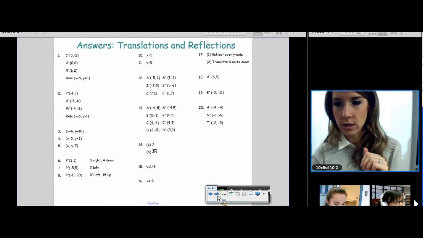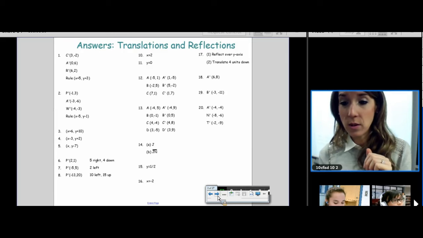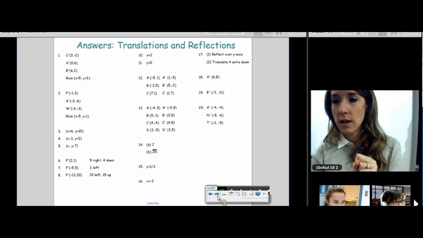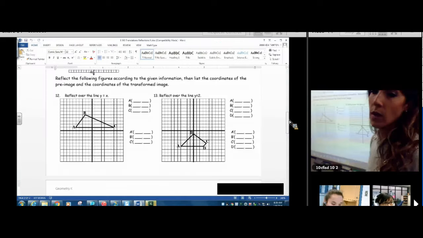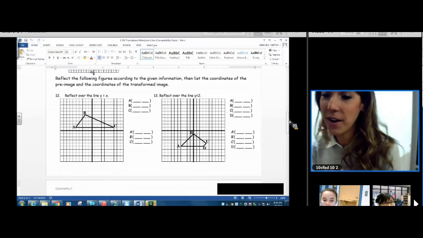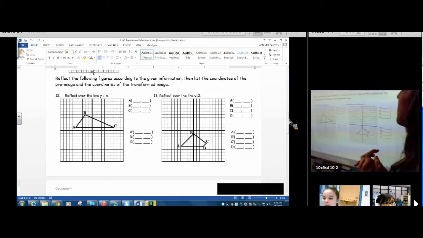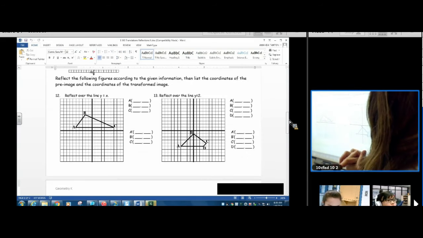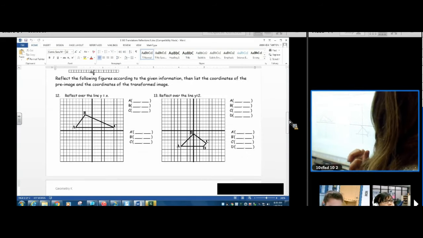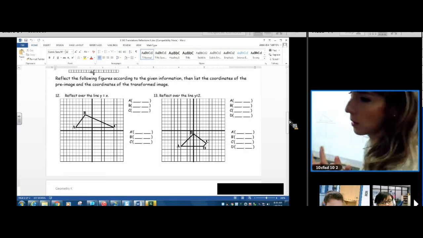Translations and reflections. Let me know which problems you need me to work or if you see any errors in our homework answers. Starting with number 12 from the homework. Oh, and 20? Okay. Reflect the following figures according to the given information, then list the coordinates of the pre-image and the coordinates of the transformed image.